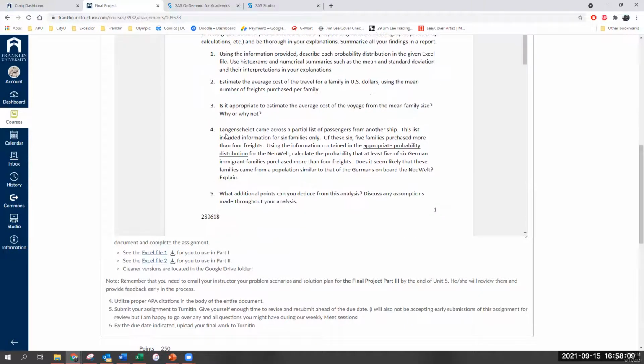This is the one that I said is tricky, number 4. So make sure you think about this, right? The first thing you need to do is find the probability of at least 5 or 6 immigrants, right? And that just comes from your probability distributions for that question. So you just add those 2 together and that gives you a probability.